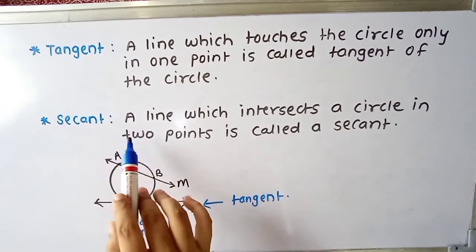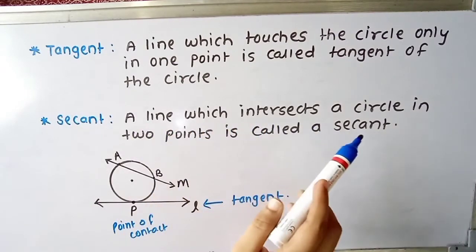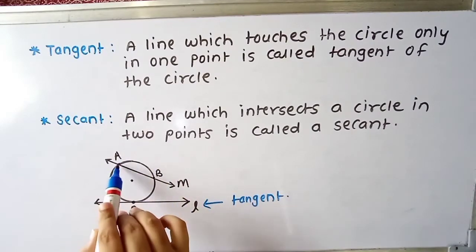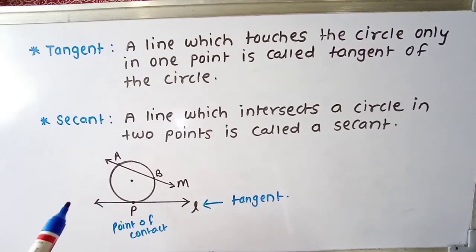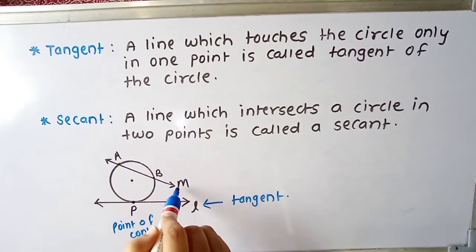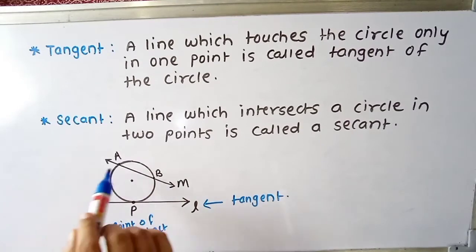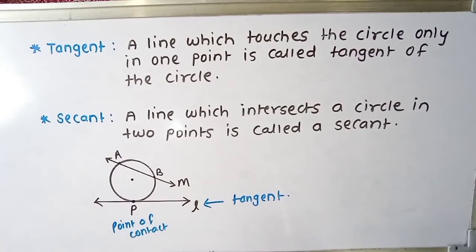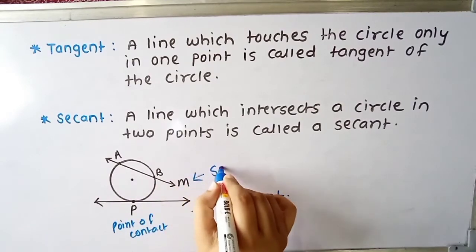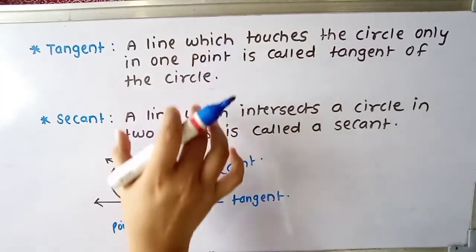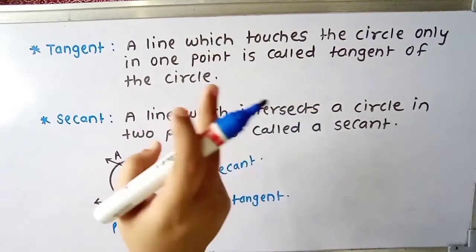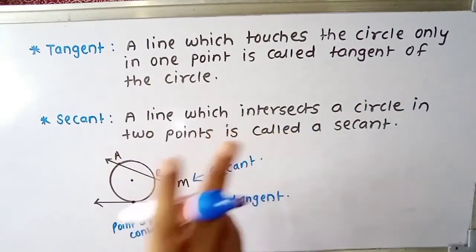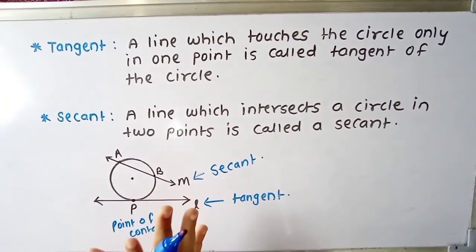Now secant means what? A line which intersects a circle in 2 points is called a secant. In this figure, line M is the secant for this circle. Yes or no? It touches at point A and point B. So this is a secant. So both the definitions are clear to you: a line which touches the circle at only one point is a tangent, and a line which intersects a circle in 2 points is a secant. Is this clear to you?